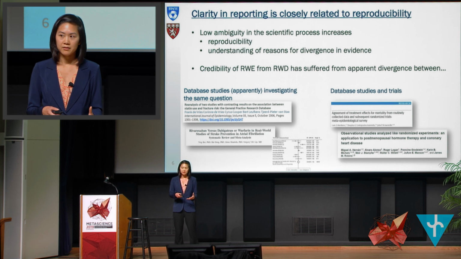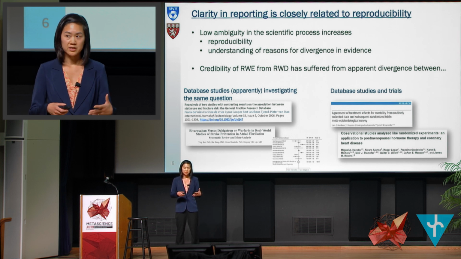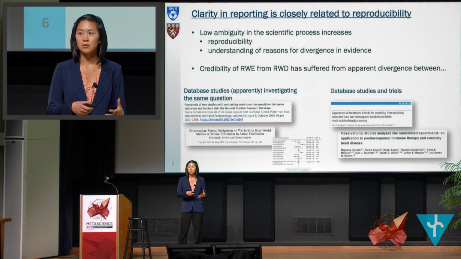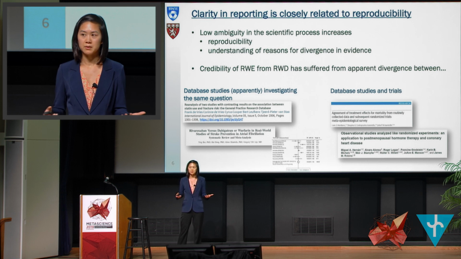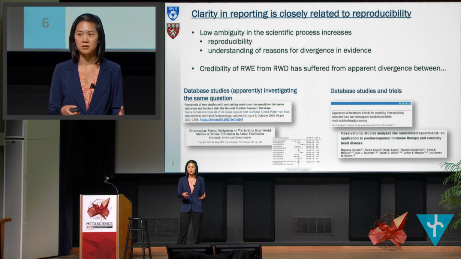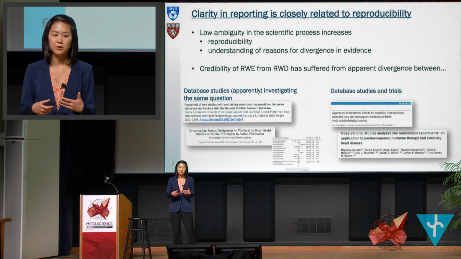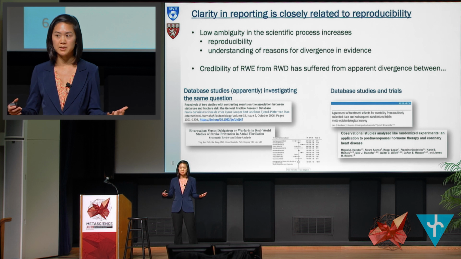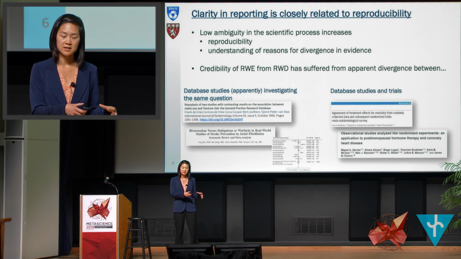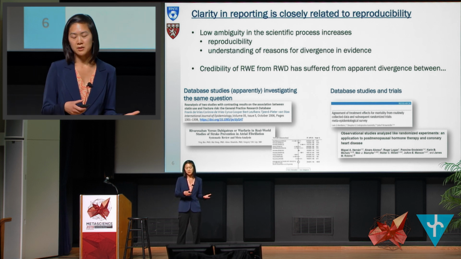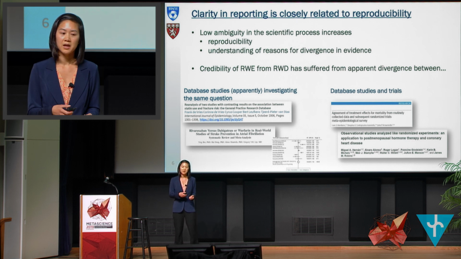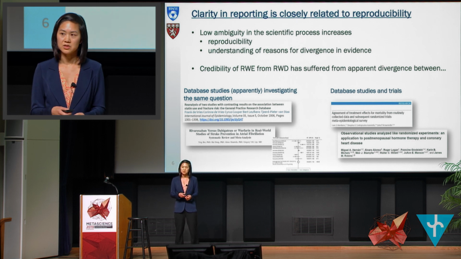So when we have unambiguous reporting, not only do we understand how the evidence is generated and we're able to evaluate validity, we're also better able to understand why there may be reasons for divergence in evidence. And for my field, one of the issues is that credibility has been suffering when we see apparent divergence between multiple database studies that seem to be investigating the same question, as well as between database studies and randomized trials, notwithstanding the efficacy effectiveness gap and differences in inclusion-exclusion criteria.